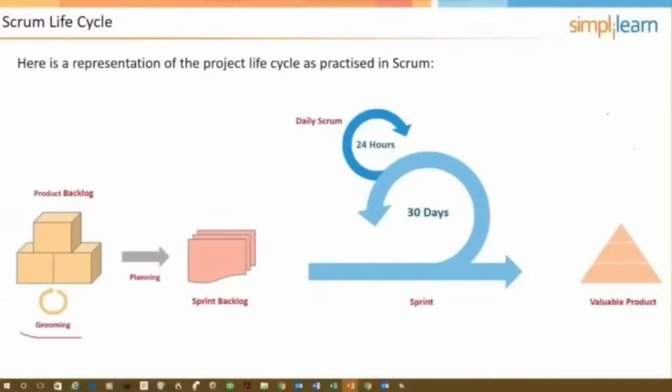Related to grooming is pruning. Pruning the backlog is prioritizing and reprioritizing. So the product backlog is pruned and groomed regularly throughout the course of the project.